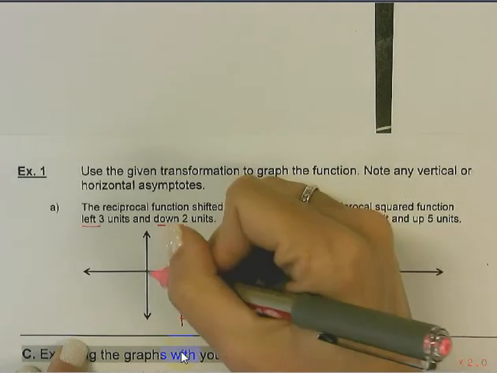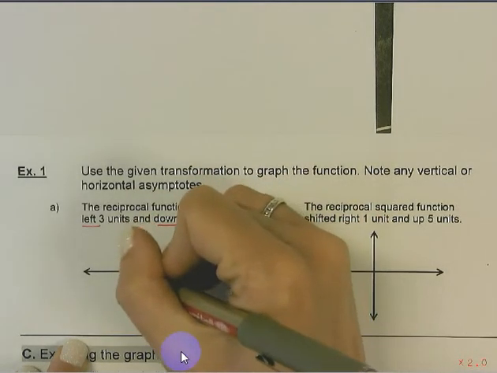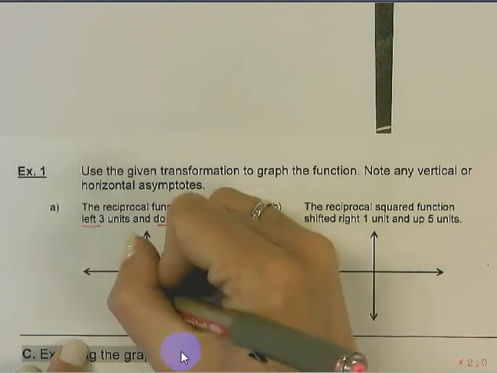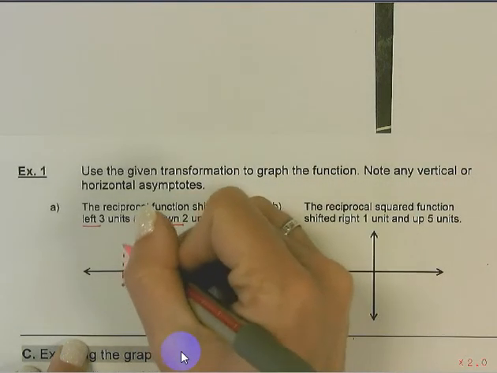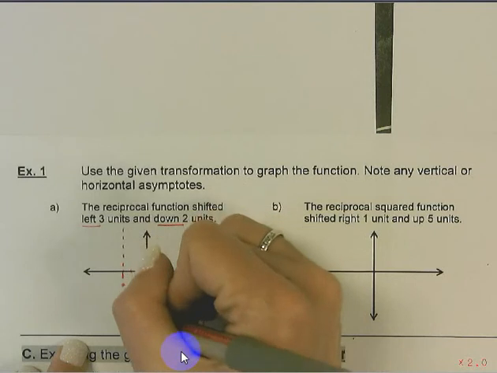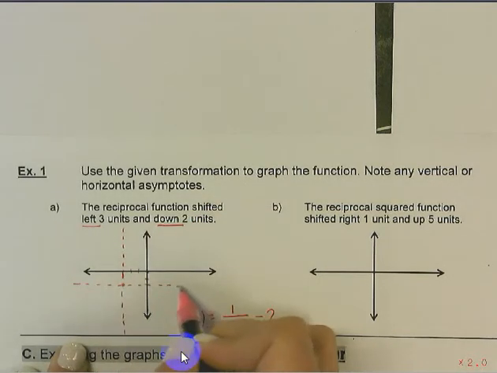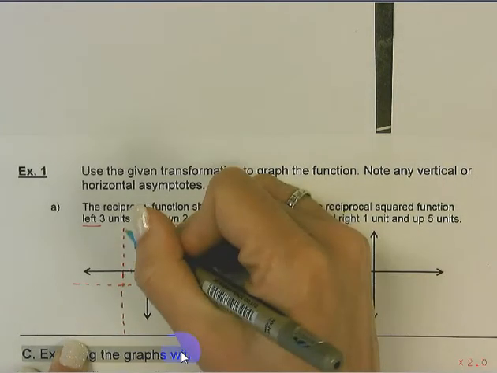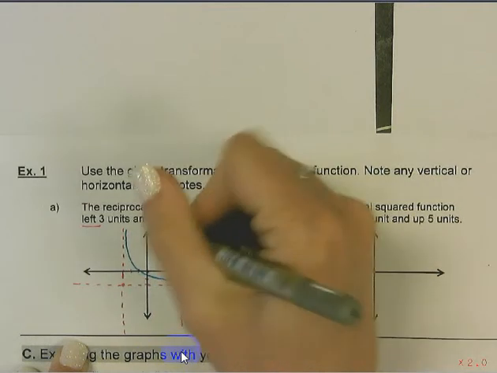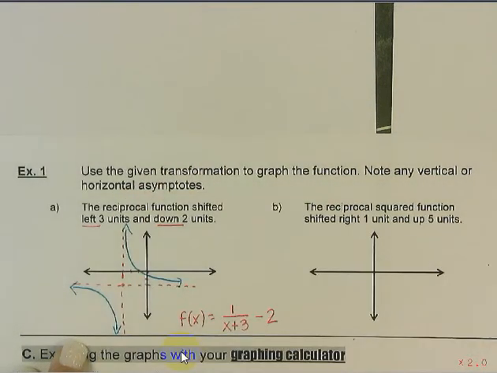So I'm going to take the intersection of the asymptotes and I'm going to move it left 3, so 1, 2, 3, and down 2, so right about there. And remember, that locator point is really just the intersection of our asymptotes. So I'm going to redraw the asymptotes there, like so. And then I'm going to be able to graph it in the proper quadrants. It's still positive, so I'm going to be doing it in sort of what was quadrants 1 and 3, but it's been shifted. So it looks like that.